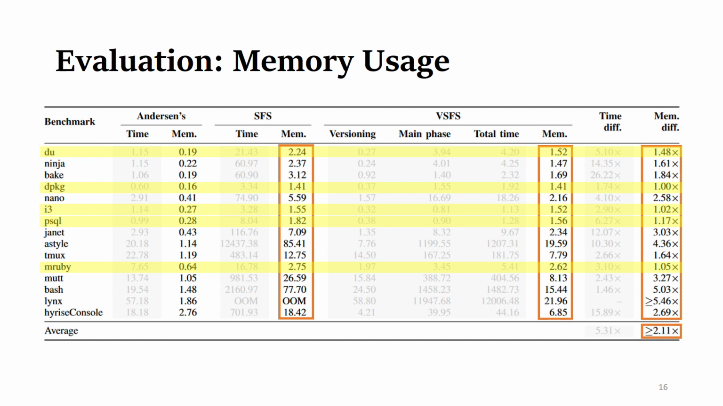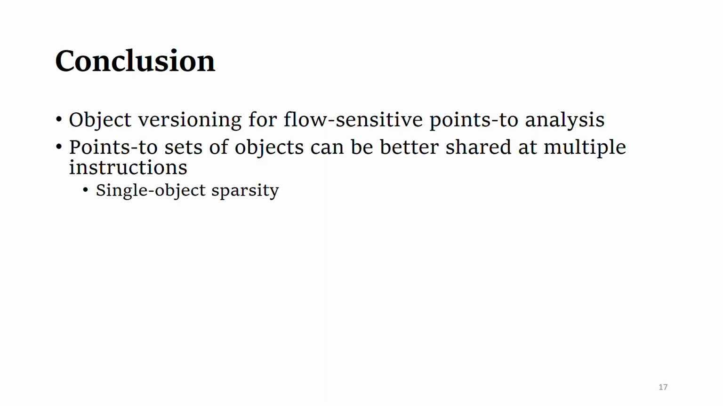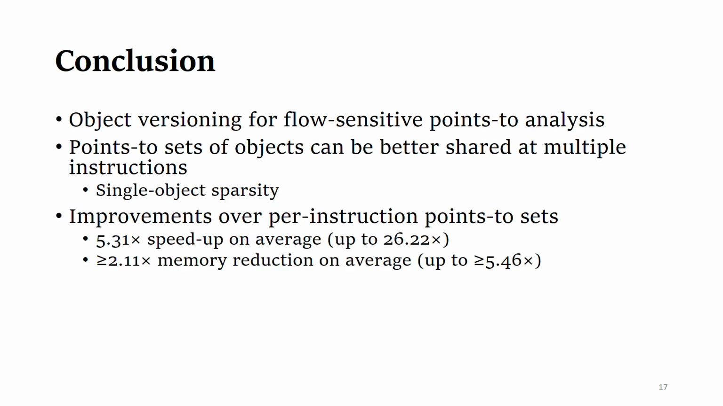In all, we have described object versioning for flow-sensitive points-to analysis, where the points-to sets of objects can be better shared at multiple instructions through improved single-object sparsity. We see an average speedup of over 5 times and around half the memory usage in our evaluation than by storing points-to sets for each object at each interested instruction.